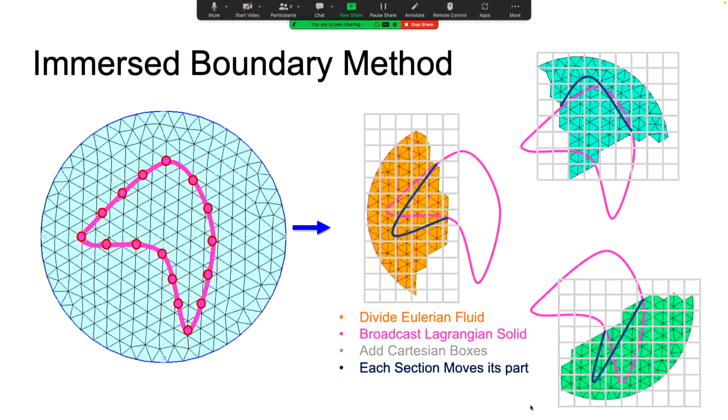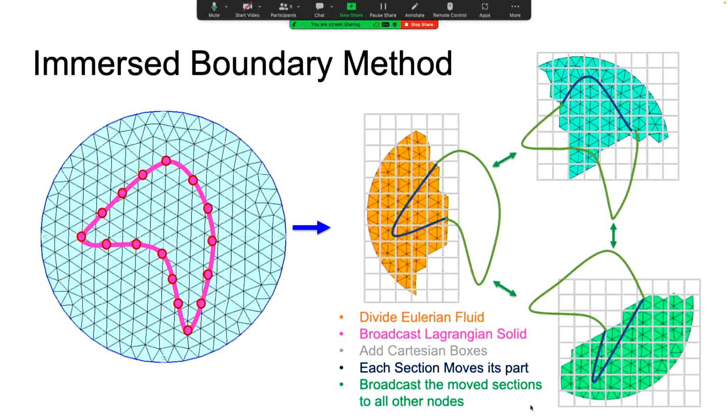And then each node will move the part of the structure that it resides on, and it keeps all the other parts unmoved. And in this way, we are only moving the section where the solid and the fluid are coinciding with each other. And then we broadcast the moved section from the node that moved it to all other nodes, starting from the lowest node 0 going up to the highest number. And we thought that this approach is going to be fast because the number of solid points that we have is way fewer than the number of fluid nodes or fluid elements that we have.